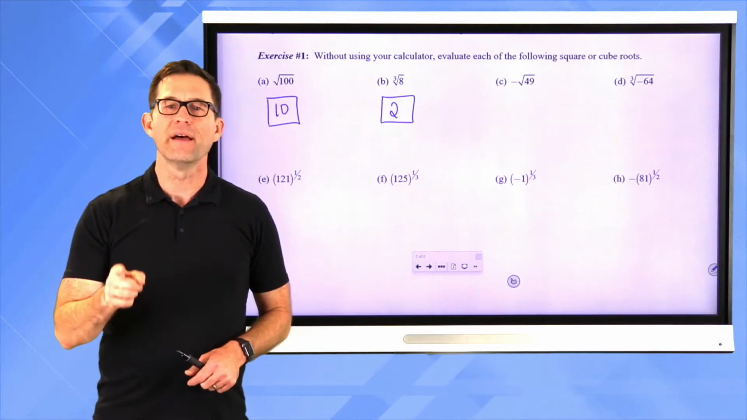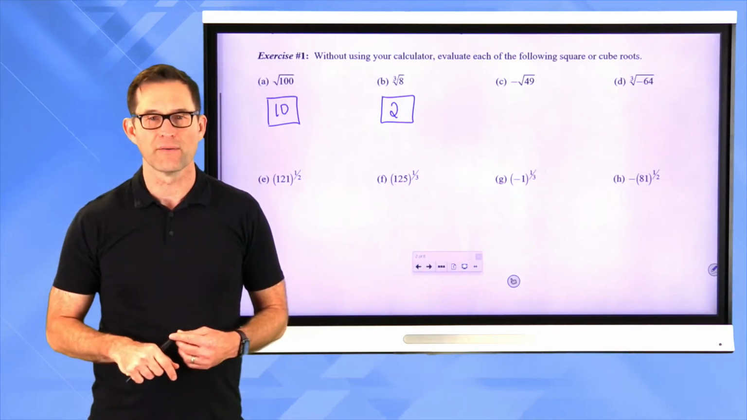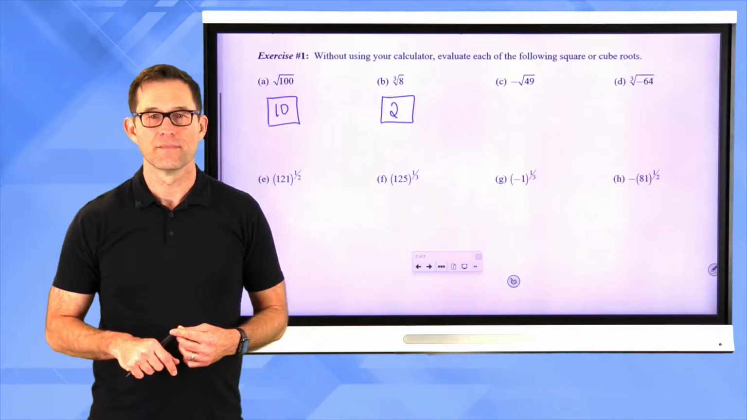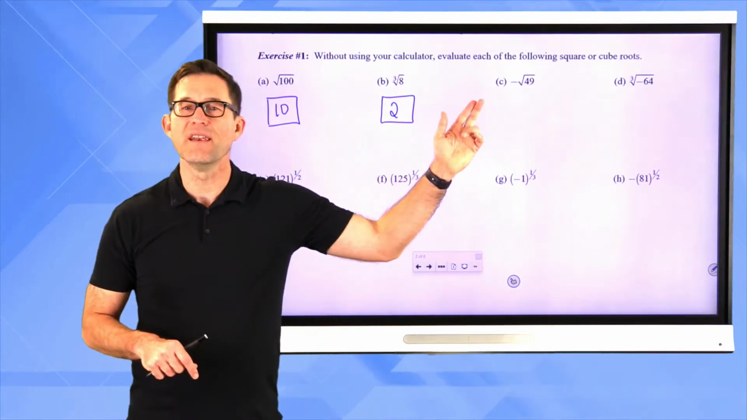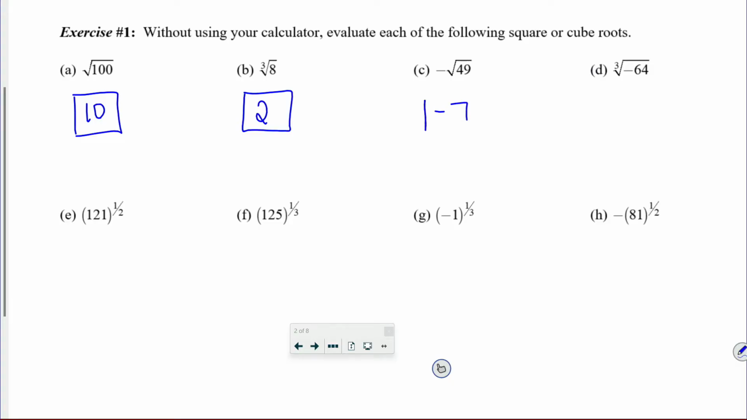Now let's take a look at C and D. Why don't you pause the video and see if you can figure those out. All right. Letter C says the negative square root of 49, and that's negative 7.